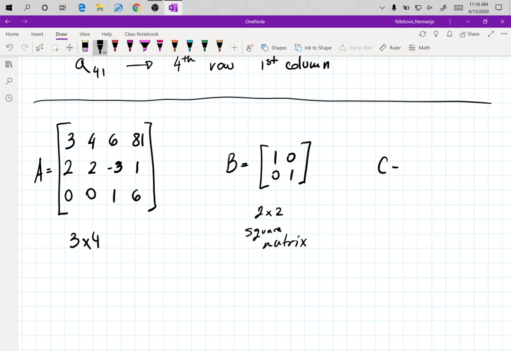We can have a 3 by 3 special matrix, which you will be working with a lot.